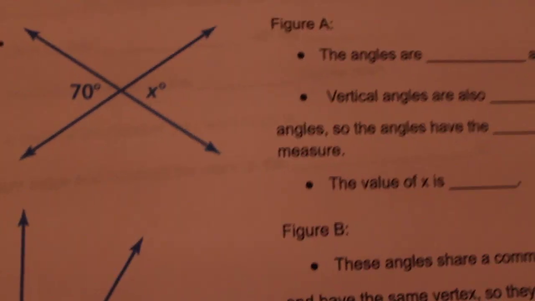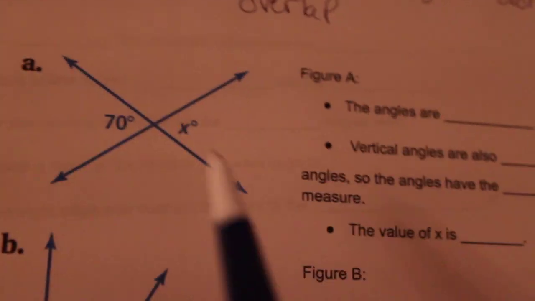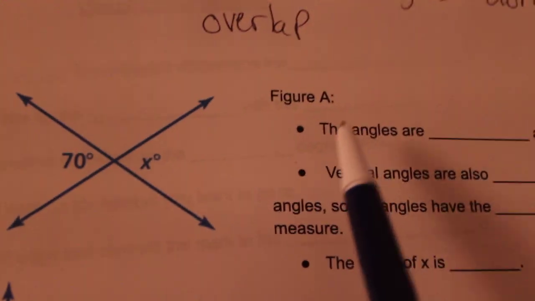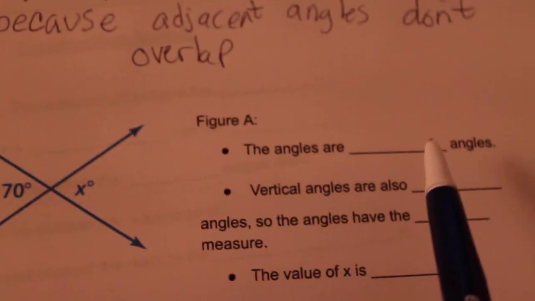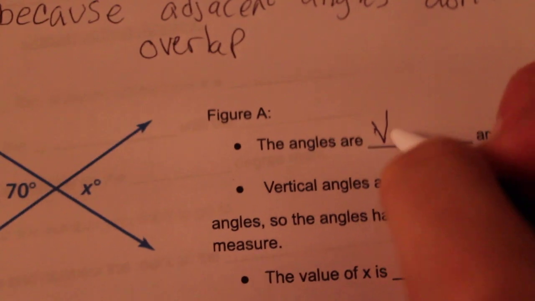Let's move on to figure A. With figure A, we need to solve for the value of x. Notice we have our two intersecting lines. So with figure A, we see that the angles are what kind of angles? The angles are vertical.